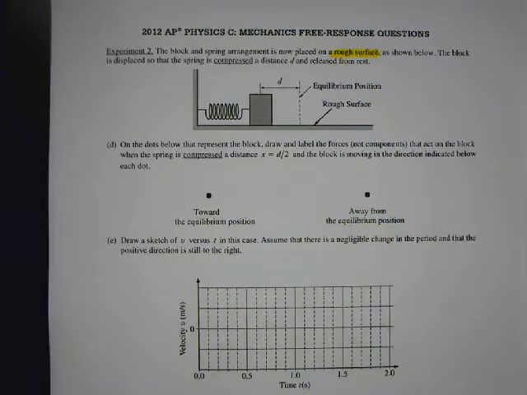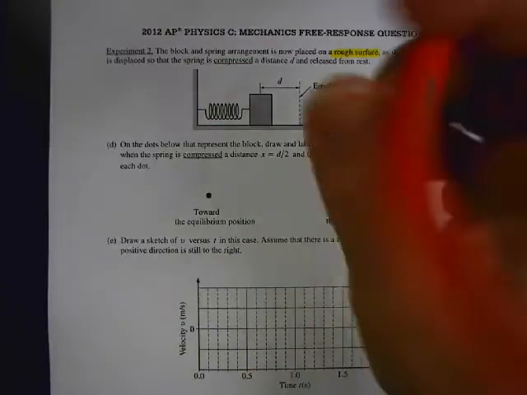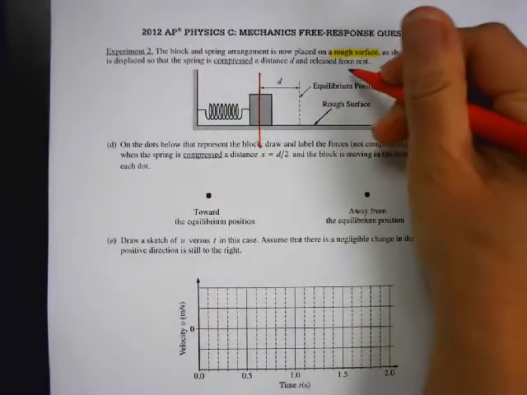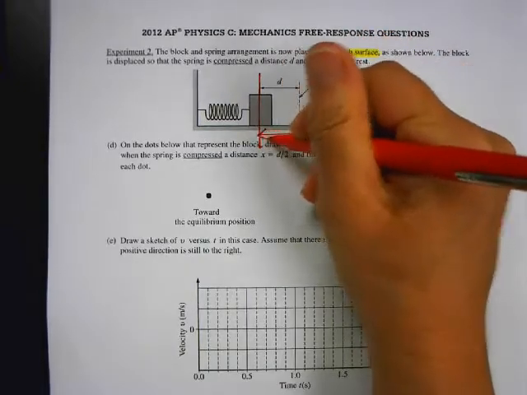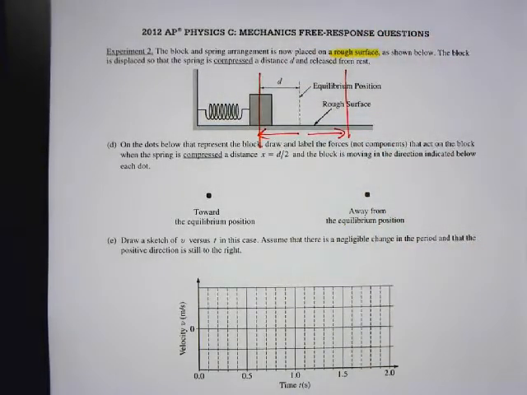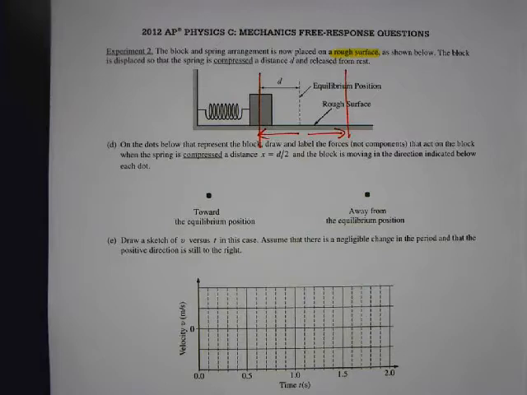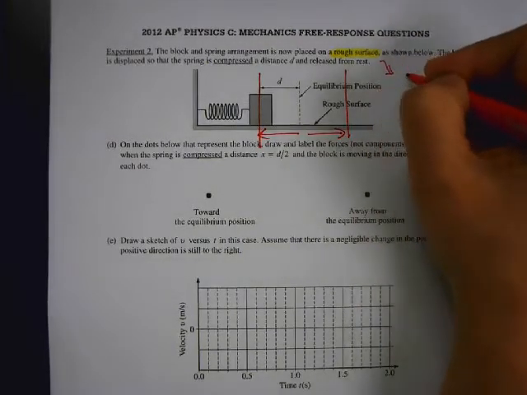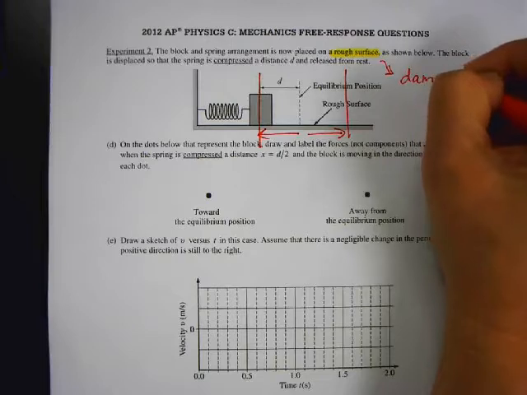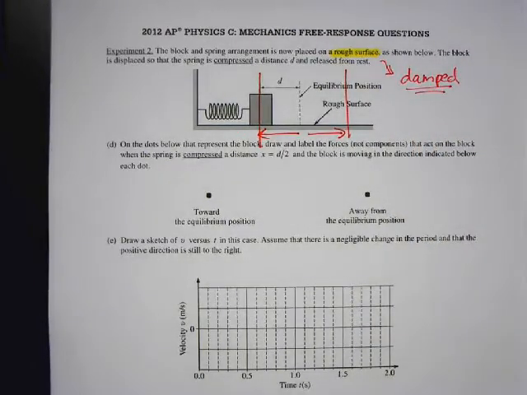Okay? The block is displaced, so the spring is compressed a distance of d. So this is important because this d is going to be what? This distance is going to be the maximum displacement. Now, if there's friction, it's not going to always go back to d, because this is a damped oscillation. Okay? And that's the thing, realizing that this rough surface is going to cause it to be damped. So that's the key here.